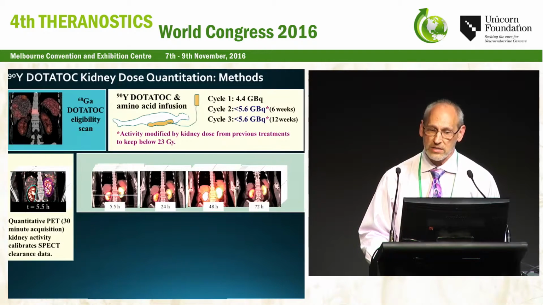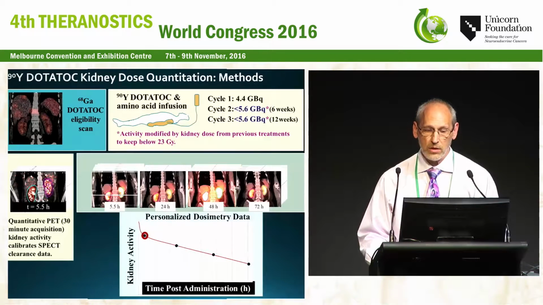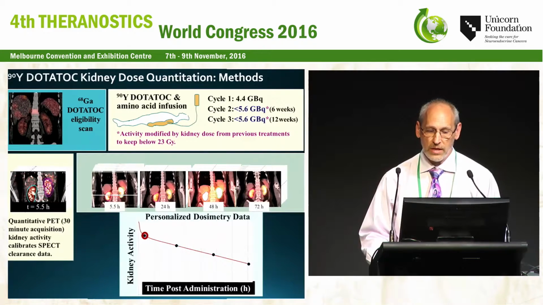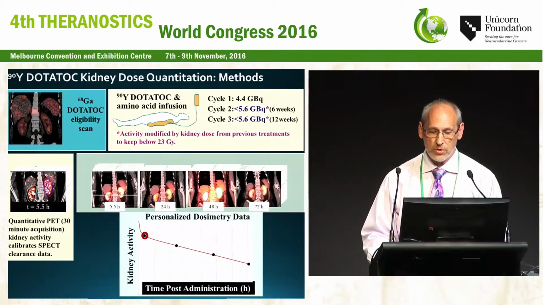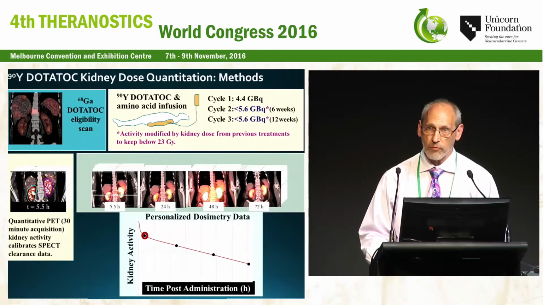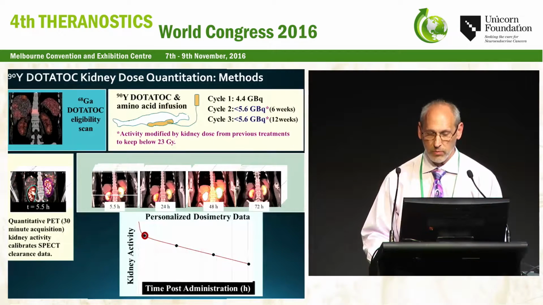We brought them back the next day at 24 hours for a SPECT CT, then at 48 hours for another one, and at 72 for another, so we can get the kidney clearance. So in the end, we ended up with a plot of kidney activity with personalized dosimetry data. It was all normalized to the absolute activity that you got from the PET data, and then we scaled the decay that we saw from the SPECT data to match the single 5.5 hour data point that we got with the PET.